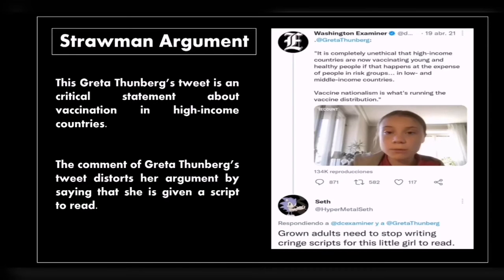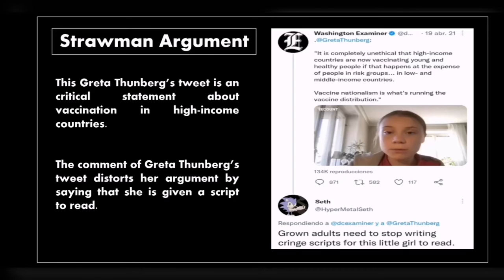Strawman argument. A strawman argument implies the intention of distorting another person's argument in order to debilitate it and make it be seen as an irrelevant point of view. This example is a tweet from Washington Examiner, which is a news portal. This tweet shows the words that Greta Thunberg said about vaccination in high-income countries and attaches the video where she said them.